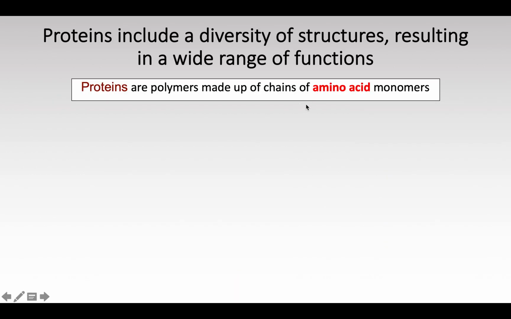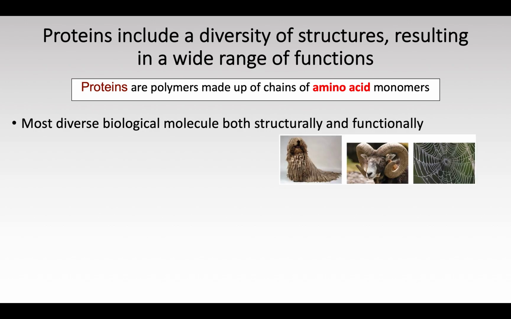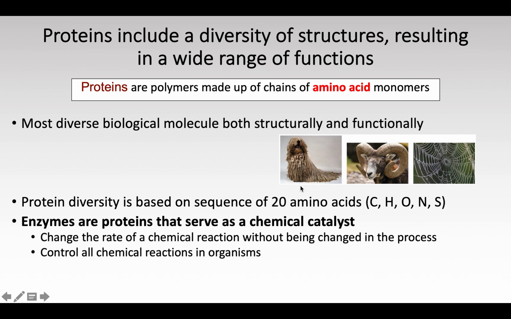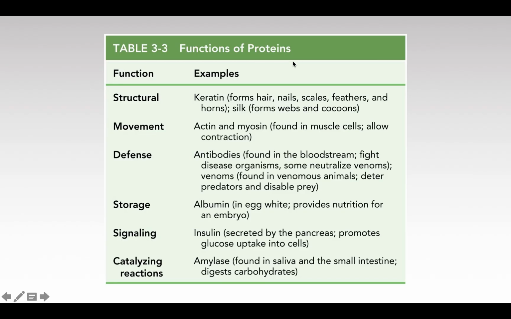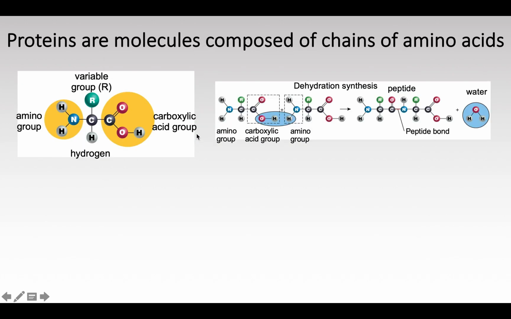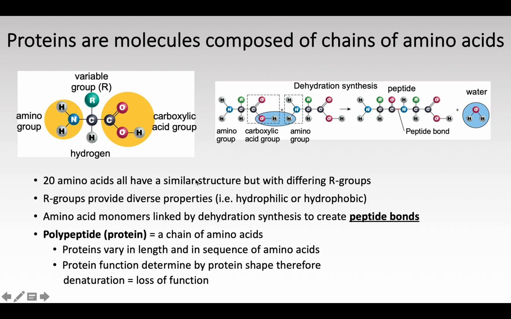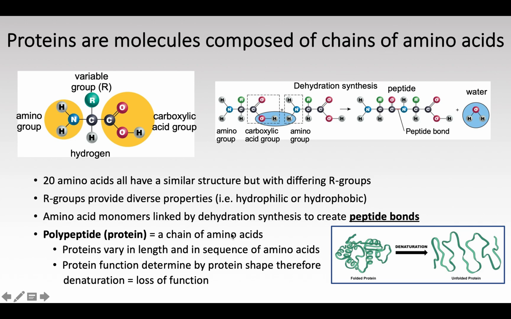Proteins are formed of amino acids, and they come together through peptide bonds. They are the most diverse in terms of structure and function, but they're all based on 20 amino acids, right? They form enzymes, which are very important for making reactions happen. Here are some examples of structures and functions, very diverse. This is 2 amino acids coming together to form a dipeptide through a peptide bond. Right? Multiple amino acids together form a polypeptide or a protein, a chain of amino acids.